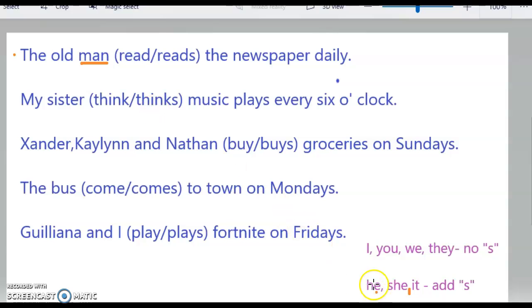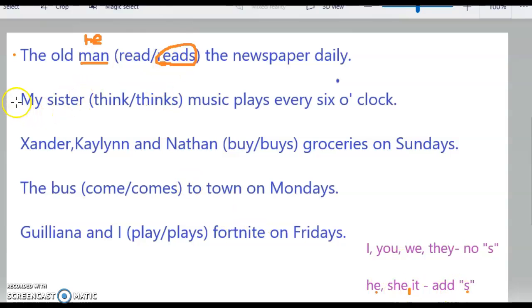So the pronoun here is he. And when it comes to he, she, it, we add an s to the verb. So if we're replacing it with the pronoun he, we know that we have to add an s to the verb. So this would become, the old man reads the newspaper daily, because we would replace this with he, and if it's referring to he, she, or it, we need to add an s.